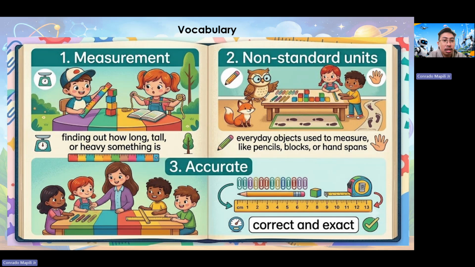If you say measurement, it is finding out how long, tall, or heavy something is. That is the meaning or the definition of measurement. Number two, non-standard units are everyday objects used to measure, like pencils, blocks, or handspans. And the third word, we have accurate. Can you repeat? Accurate. Very good. The meaning of accurate is correct and exact. Those are the three words that we will be encountering in the story.